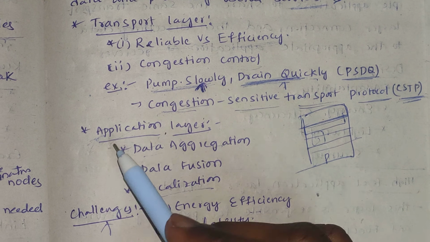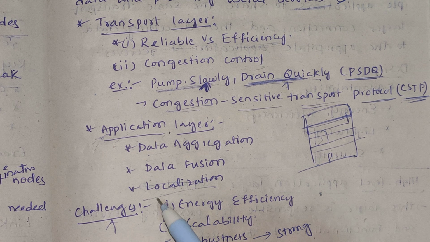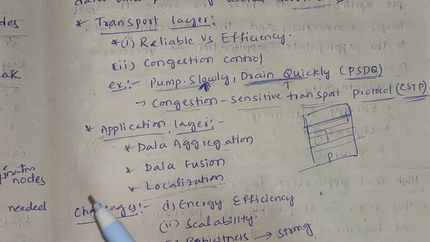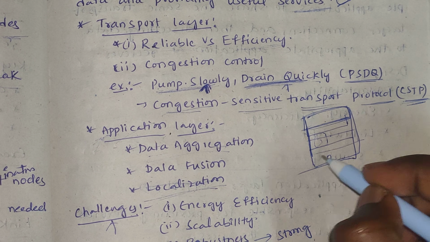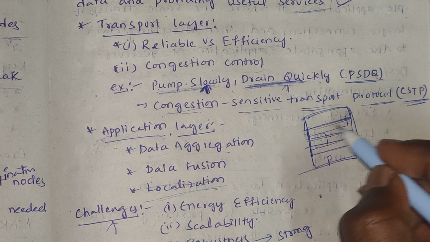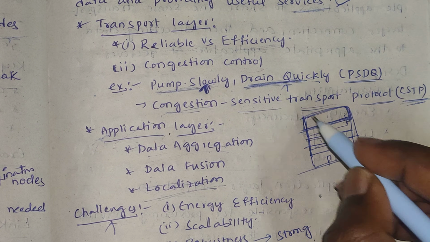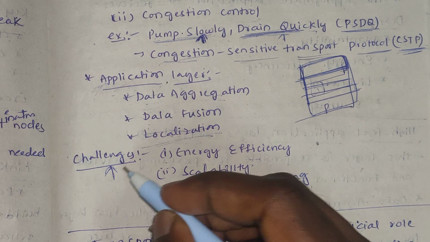Next, coming to the application layer: data aggregation, data fusion, localization. These are the application layer functions present in the upper layer. In the TCP model we have several layers: physical layer, network layer, data link layer, and the topmost layers, which are the upper layers. Next, what are the challenges in the upper layers?